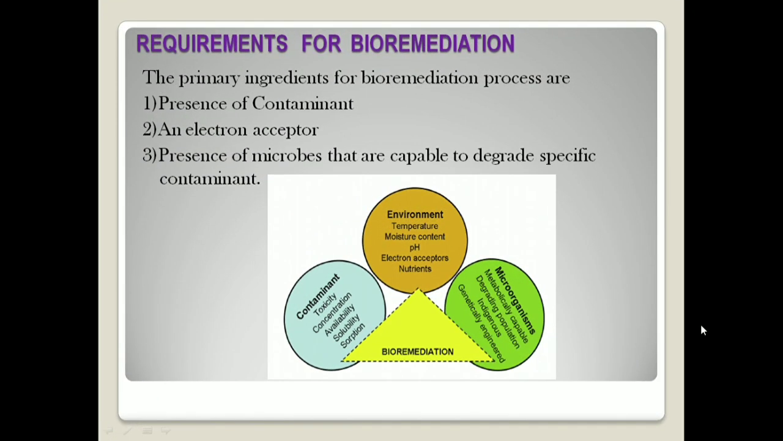Requirements for bioremediation. The primary ingredients for the bioremediation process are the presence of contaminants, which are used by microorganisms as their energy source; next, an electron acceptor to carry out the oxidation and reduction reactions; and the presence of microbes that are capable of degrading specific contaminants.